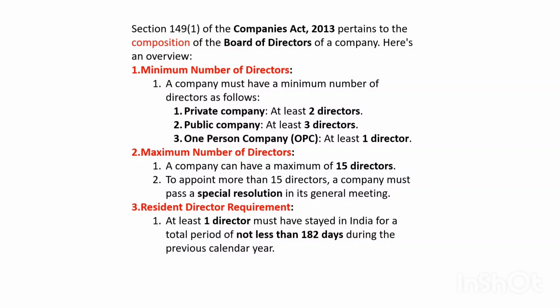In case of maximum number of directors, a company can have maximum of 15 directors. To appoint more than 15 directors, a company must pass a special resolution in its general meeting. There are certain exemptions relating to central government company where a central company is wholly owned by a central government or state government. Then in case of maximum number of directors, this section is exempted for central government.